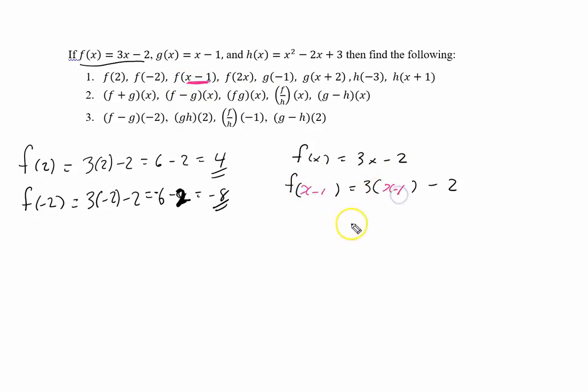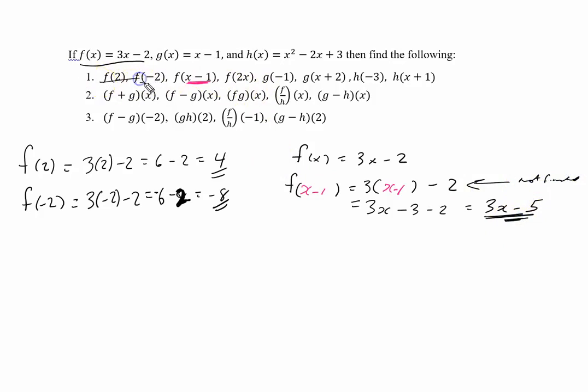But we cannot stop here. We have to write our answer out without any parentheses. So this is going to be 3 times x plus 3 times negative 1 minus 2. And so that's going to be 3x minus 5. That's how you would see it on a final exam. You would never see it written like that. So that's not finished. This is how you would see the answer here.